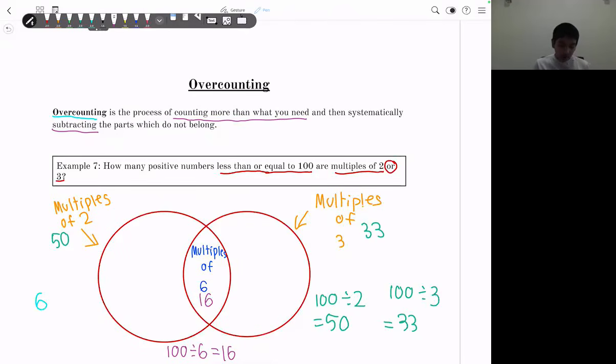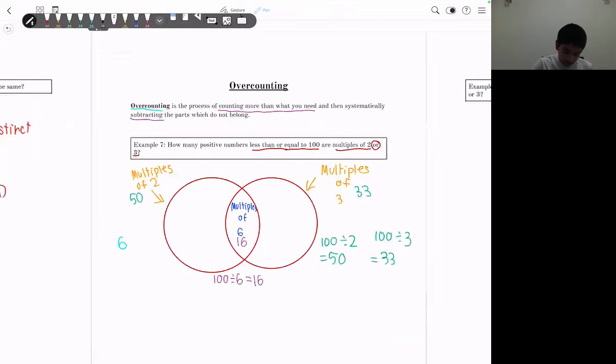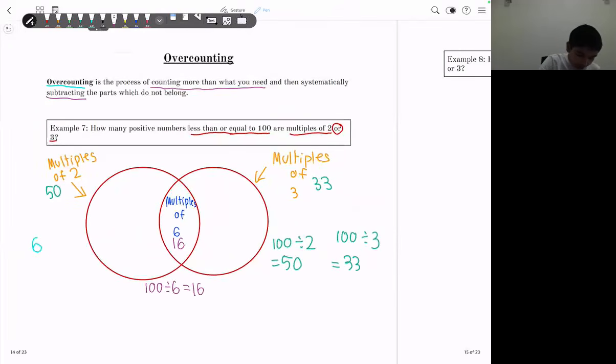Because we are overcounting the multiples of 6, we subtract them from our total. As you can see with the Venn diagram over here, the total number of multiples of 2 or 3 will just be the number of multiples of 2, which is 50, plus the number of multiples of 3, which is 33, minus the number of multiples of 6, because you're overcounting that. This gives us 83 minus 16, which is 67.